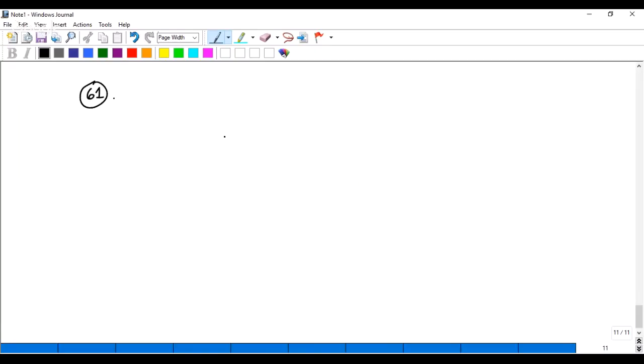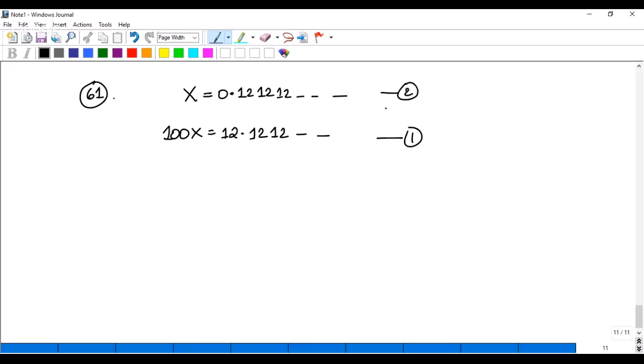61st, you're given, suppose x is 0.121212 and so on. Multiply by 100, I get 100x is 12.1212 and so on. So if I subtract, if I take this as 1 and this as 2, if I do 1 minus 2, what I get is 99x is equal to 12. So x is 12 by 99 is simply 4 by 33.